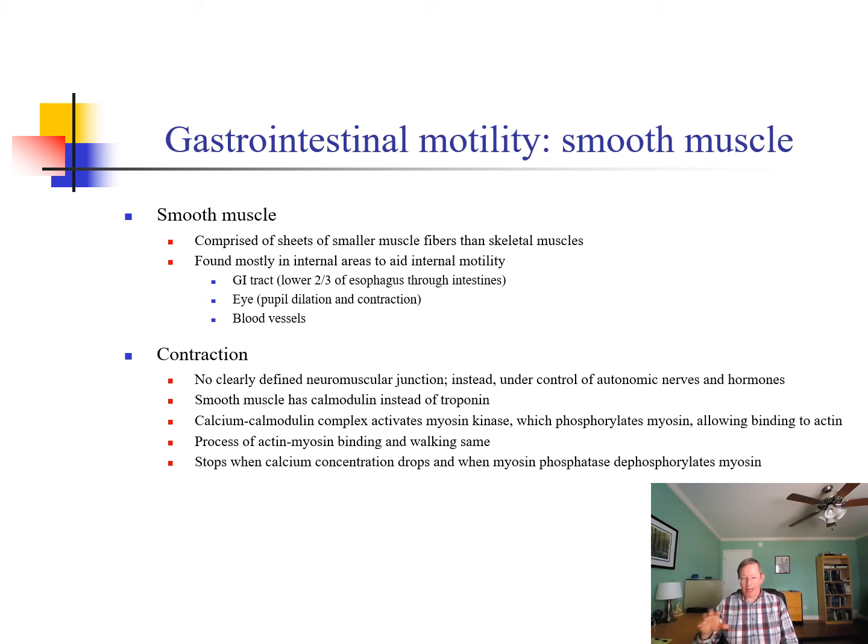So I no longer have that troponin complex, which has to move out of the way to allow for myosin to bind. I have to actually make the myosin phosphorylated so that it will then bind and pivot when it binds to actin. Same process for which actin and myosin are moving past one another. And as the calcium concentration drops lower, it activates myosin phosphatase, which dephosphorylates or deactivates myosin in this case.